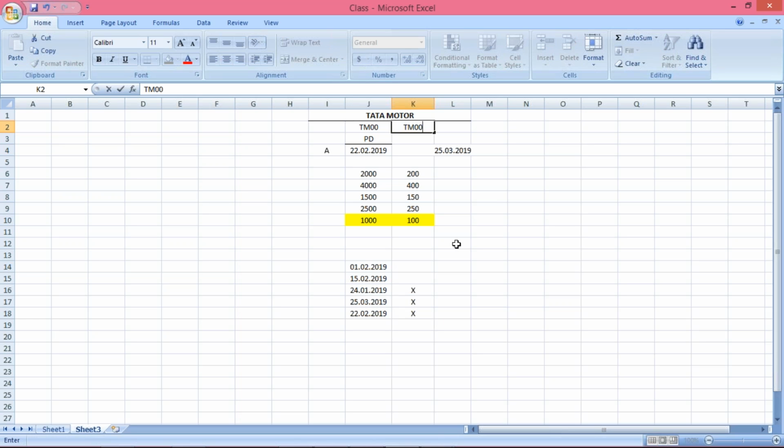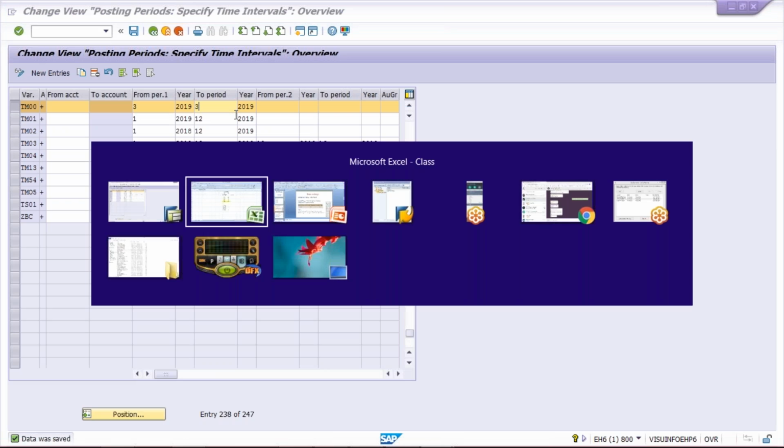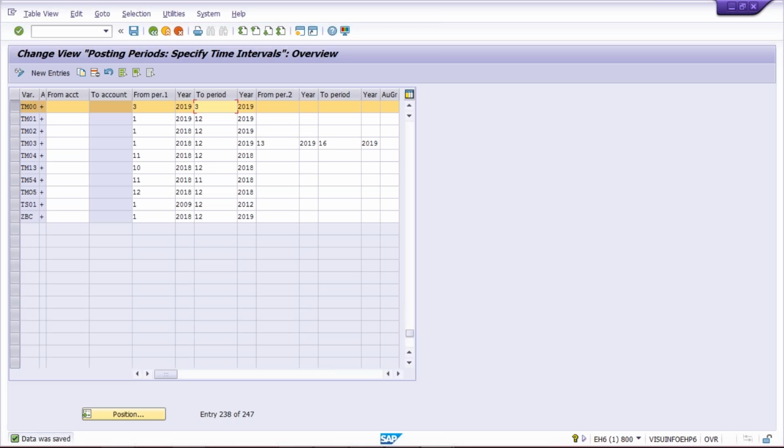Now again in the background, the system is going to check which posting period we have opened against TM00. So here the posting period is March, the third posting period, whereas the user is trying to post transactions for February month. The system will see that February means the second period, but the second period is not open. It means the second period is not allowed for transaction posting, except March, no previous period, no future period.